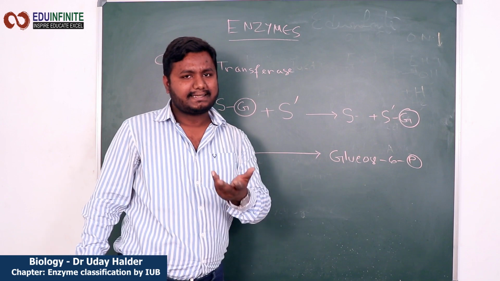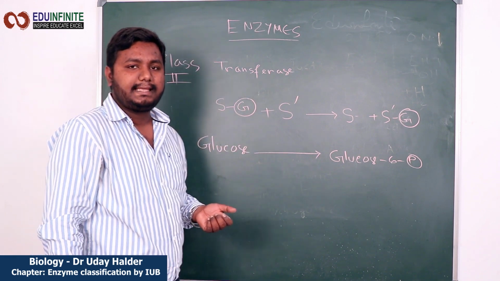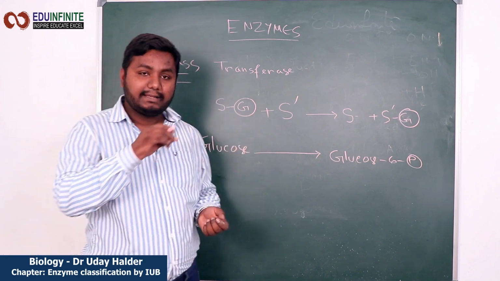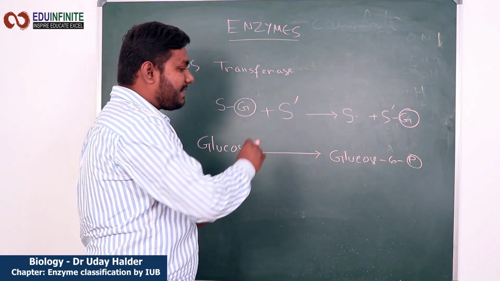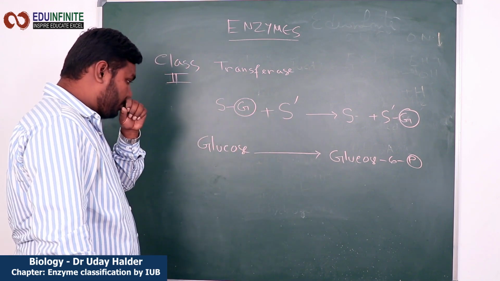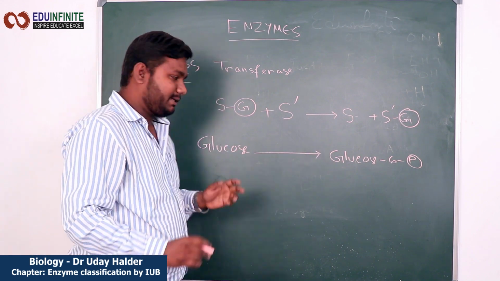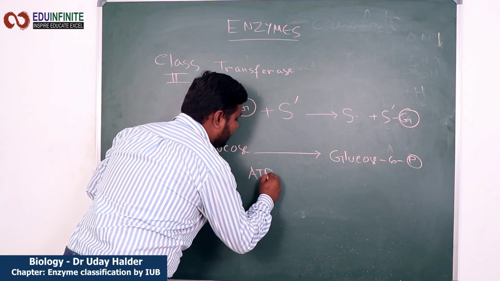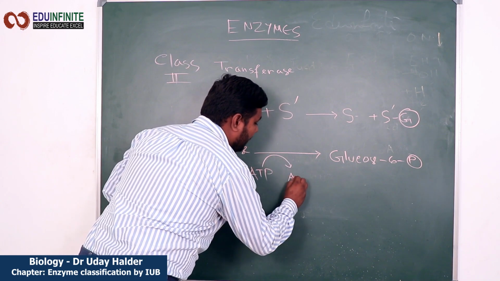glucose. You know, glucose is a 6-carbon compound having the formula C6H12O6. So glucose 6-phosphate is having a single phosphate attached to the 6th carbon of the glucose. So glucose is converted to glucose 6-phosphate. And here ATP is helping in this reaction. ATP comes and it goes away as ADP.